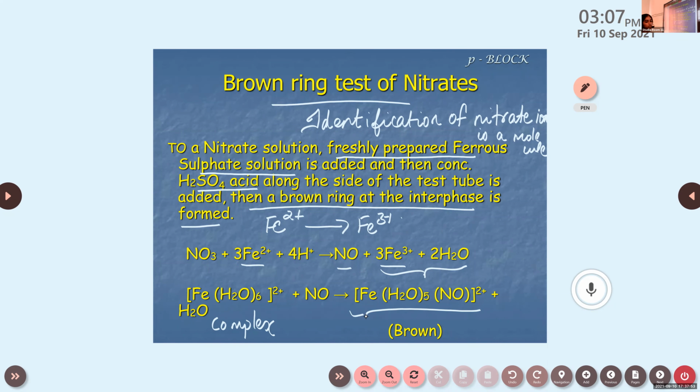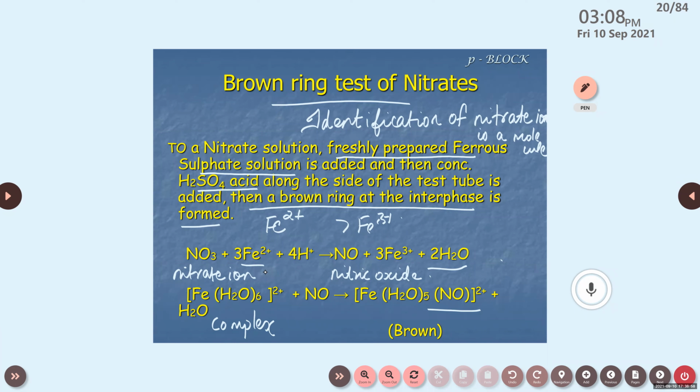To identify nitrate solution, we will add freshly prepared ferrous sulfate solution. Then we will add concentrated H2SO4 along the sides of the test tube. Here you can see a brown ring is formed at the junction between these two liquids. So this brown colored substance is a complex, [Fe(H2O)5NO]2+. That is the complex formed in this reaction. And this Fe2+ ion will convert the nitrate ion to nitrogen oxide or nitric oxide. This one is nitric oxide, NO. This one is nitrate ion. This is known as the brown ring test of nitrates. Is this clear, children? Yes or no? It's very important.